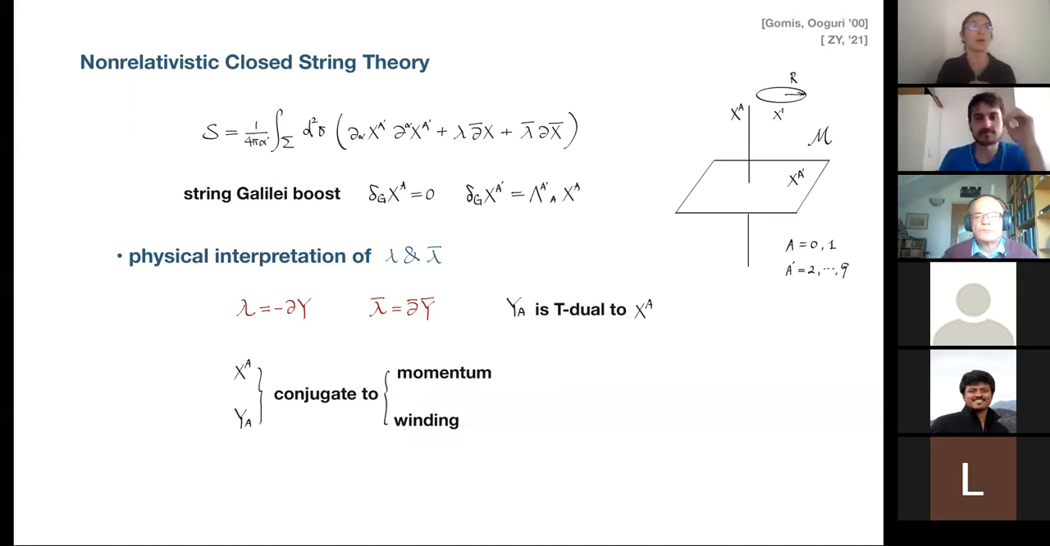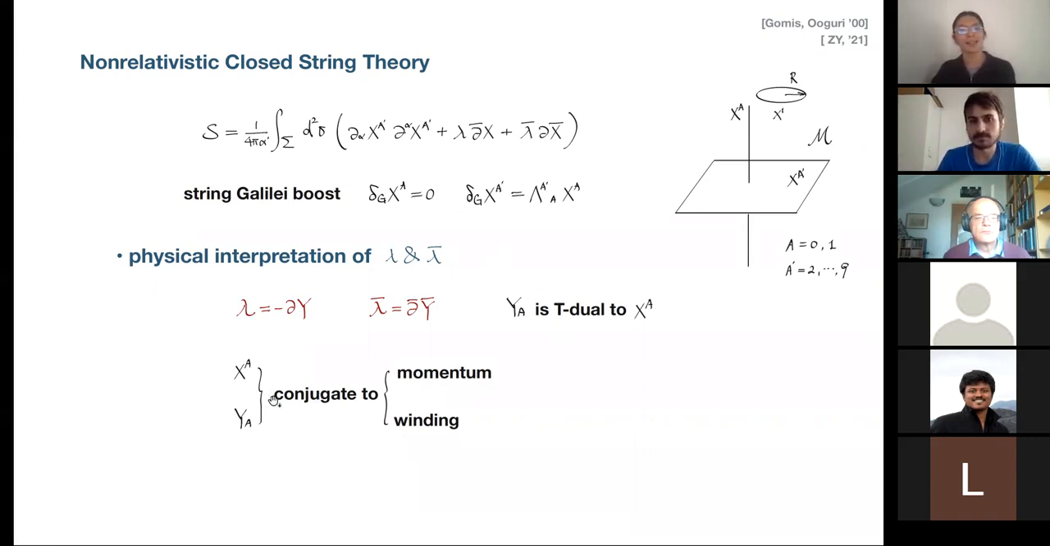And in that case, you can perfectly perform a T-duality transformation also in the time direction. But at the end, you can read from these types of transformations that lambda and lambda bar are related to derivatives acting on the T-dual coordinates that we call y. So y^a is T-dual to x^a. So in this sense, lambda bar is actually the one-form field which already knows about the T-dual frame.